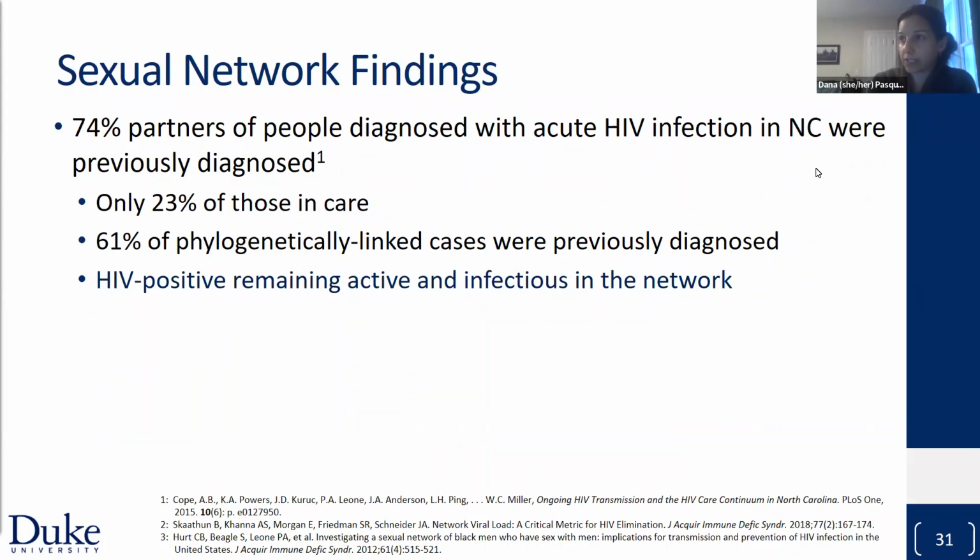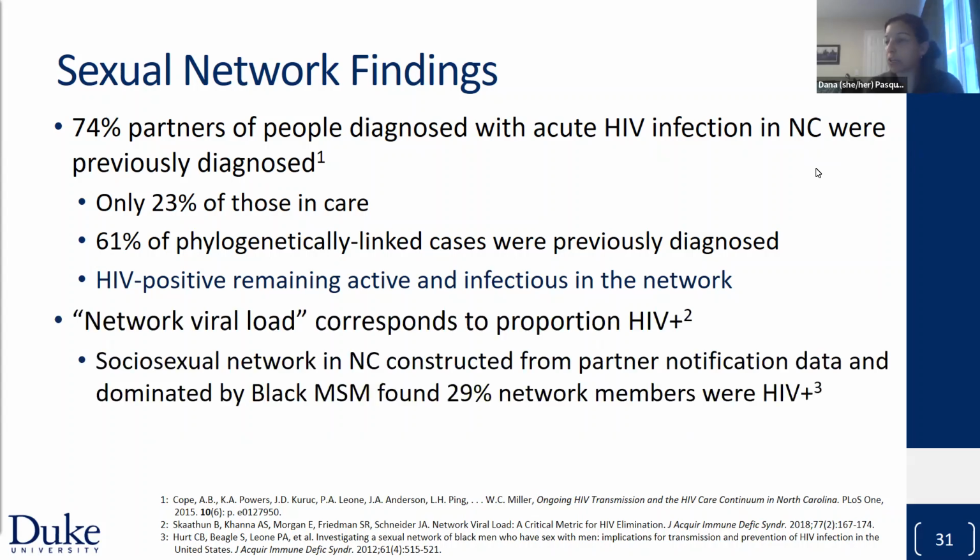Previous sexual network studies of North Carolina found that a lot of people who were diagnosed with acute HIV infection have partners that had a known diagnosis previously, but a lot of the partners weren't in care. And if you do take HIV drugs and you're on the right drugs and you're adherent to the regimen, then you're really, really unlikely to transmit sexually to your partners. So we wanted to look at where we might be able to intervene in the network.